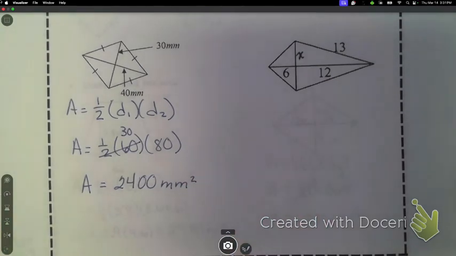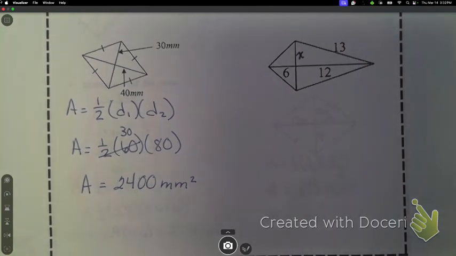Did you get 2,400 millimeters squared? Did you take 1/2 times 60 times 80? I made 80, 40. Okay, but 6 times 4 is 24, not 12. Okay, anybody else? We good?